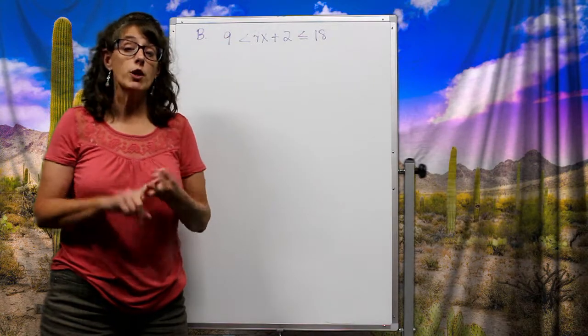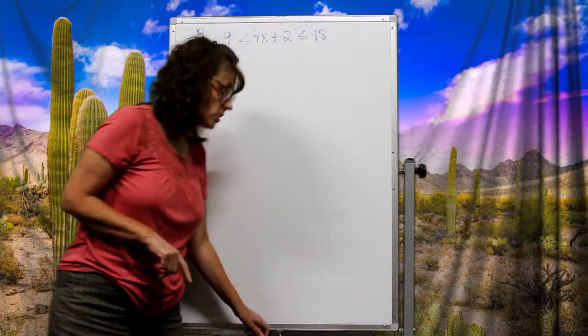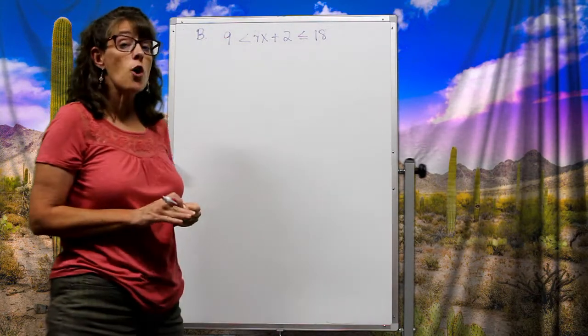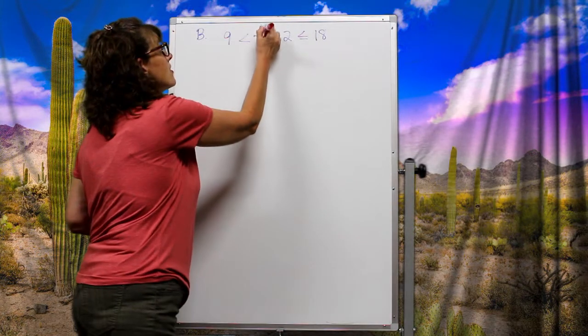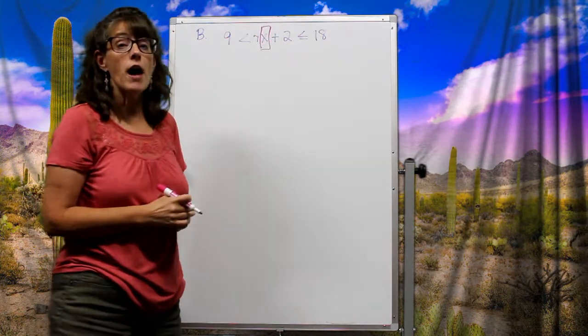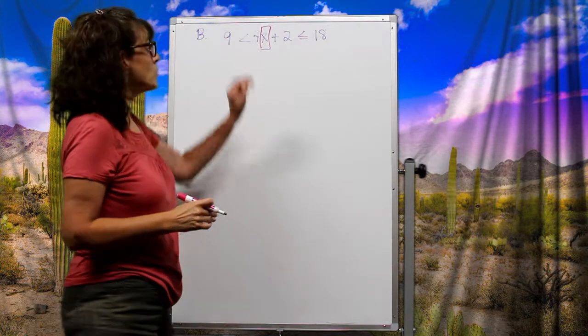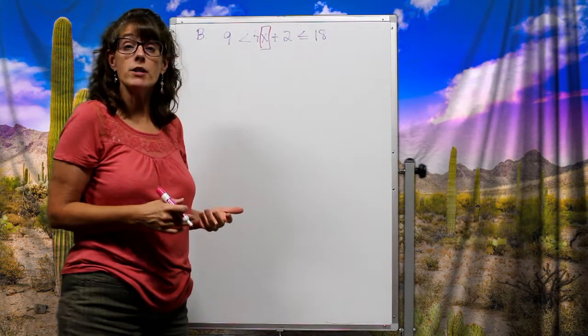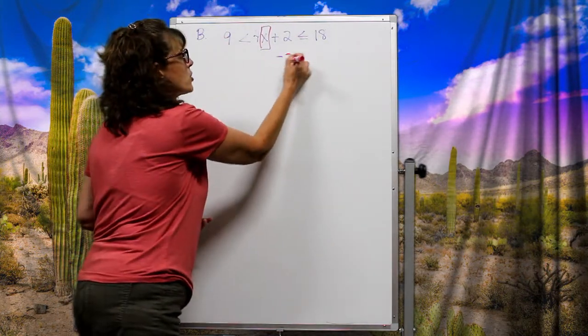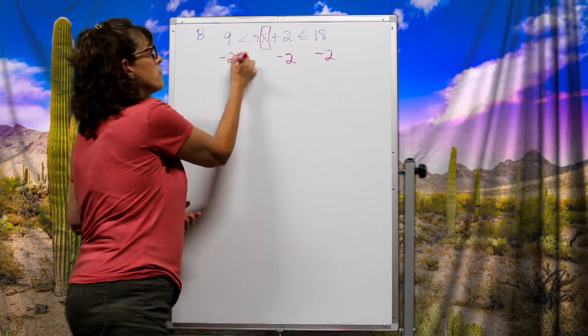We're going to solve it, we're going to graph it, and we're going to write the interval notation. So in order to solve it, remember, I do whatever it takes to get this x by itself. I just do it to all 3 parts. So in order to get this x by itself, what would I do? Yeah, first I'm going to subtract a 2 from all 3 parts.